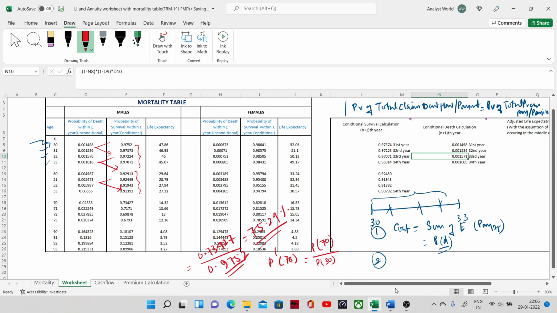So that's all, folks, from my end. I hope that I have been able to discuss and detail the entire framework of how the mortality table is being put to use in order to calculate the expected claims outflow from the insurance company's perspective, and how they actually price an insurance product in terms of the premium calculation.